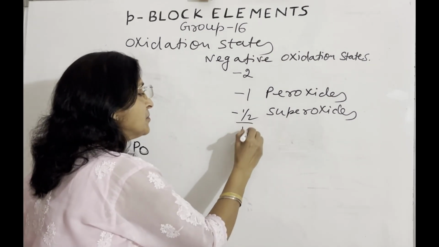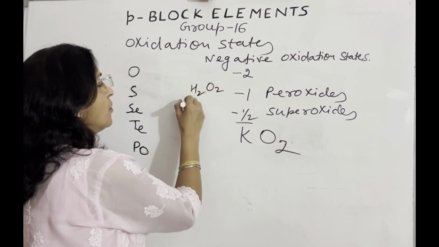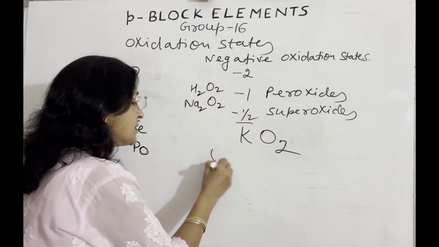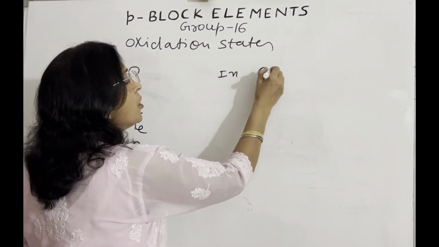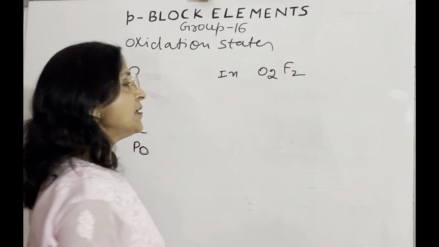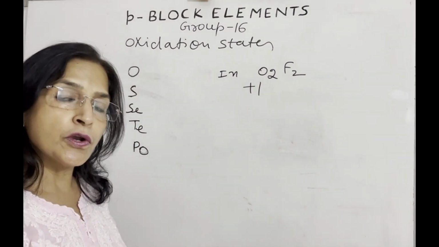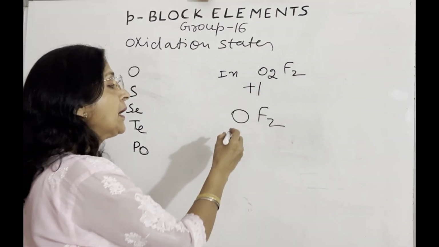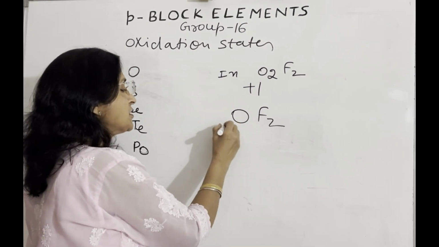For example, in potassium superoxide. In peroxides like H2O2, sodium peroxide, the oxidation state of oxygen is -1. In O2F2, the oxidation state of oxygen is +1 because fluorine is more electronegative than oxygen. And in OF2, oxygen difluoride, the oxidation state of oxygen is +2.